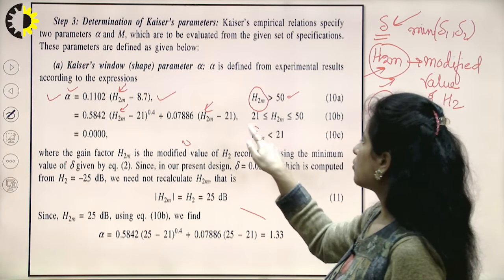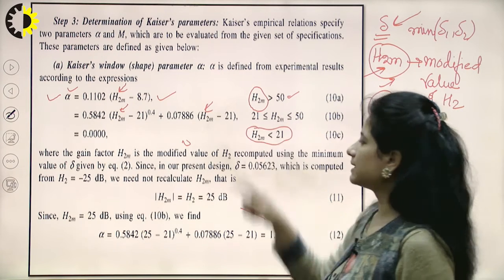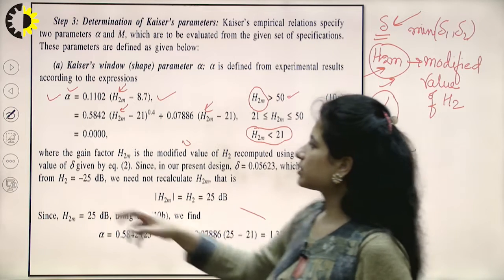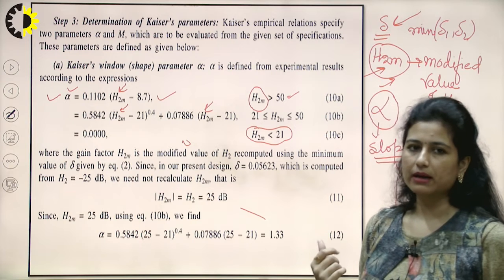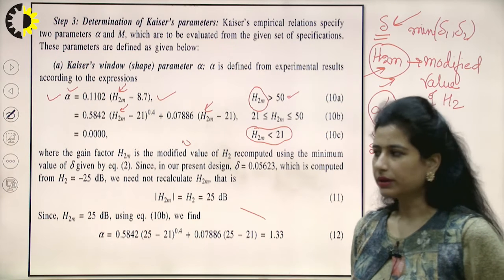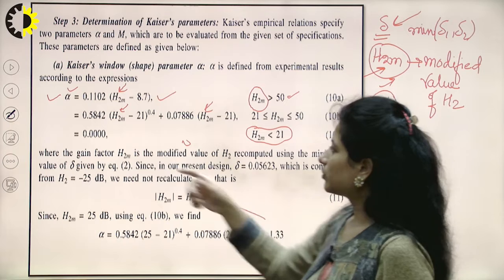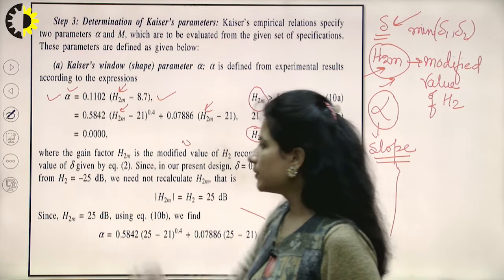If the value of H2M comes out to be less than 20, then simply I would say that alpha is equal to 0. So that's why calculation of this parameter H2M is important, because from this only I am calculating my Kaiser window parameter alpha.